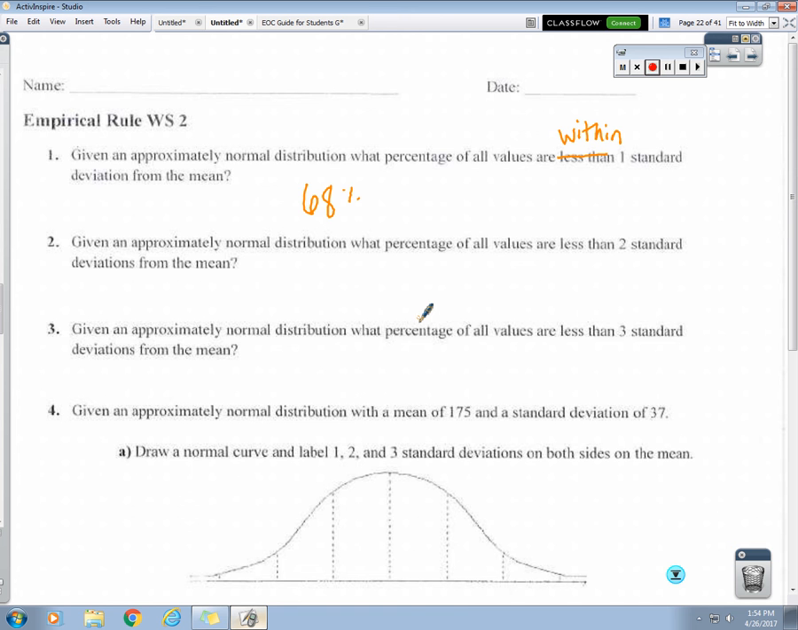Well, everything we've been doing. Okay, doing this one. What percentage of all values are within 2 standard deviations of the mean? Right? And then what percentage of values are within 3? 99.7. Yeah, the word less doesn't really help.